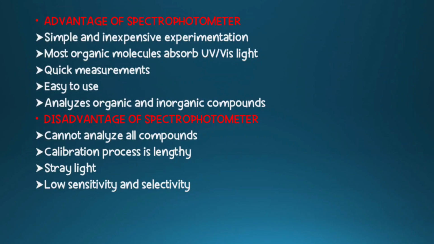Advantage of spectrophotometer. This is a simple and inexpensive experiment. Most organic molecules absorb ultraviolet visible light. This is a quick measurement, easy to use, and analyzes organic and inorganic components.